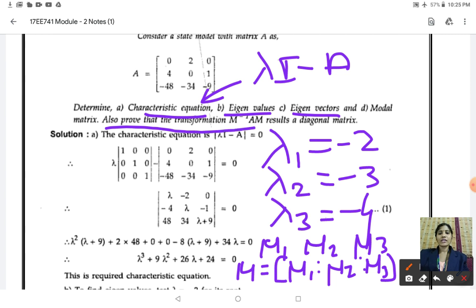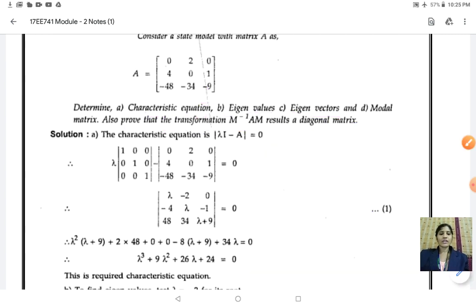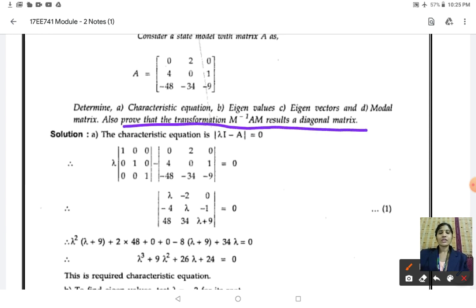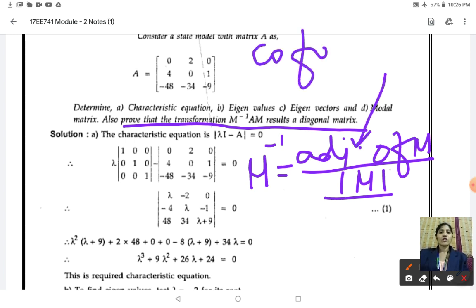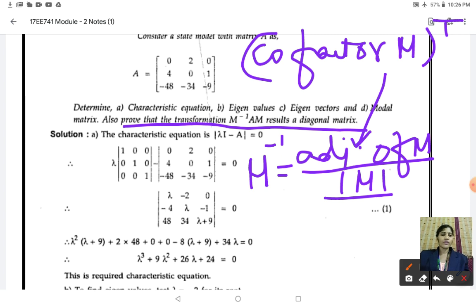The last line says to prove that the transformation matrix M inverse AM results in a diagonal matrix. You have identified your model matrix. From this you can identify your M inverse. M inverse is equal to adjoint of M divided by determinant value of M. You all know how to identify the determinant value. So what is the formula to identify the adjoint of M? Adjoint of M is nothing but the transpose of the cofactor matrix of M. It is your formula to find your adjoint of M.